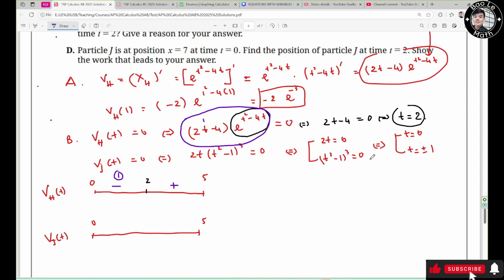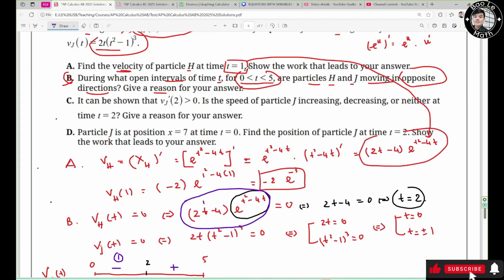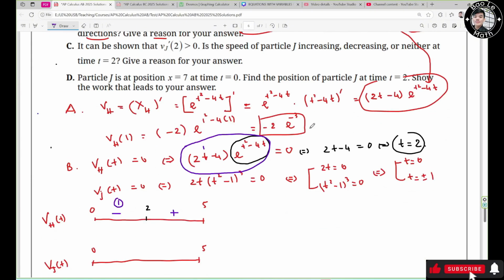Now the second one right here, I have 3 critical values, right? But negative 1 is outside of this domain, right? So I don't need negative 1. 0 is not going to be in the domain, right? Because it's going to be greater than 0, right? So the final value right here should be t equals 1 only, right? So I put 1 right here. It should be on the left right here because 1 is less than 2, right?